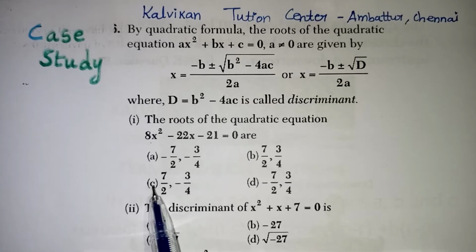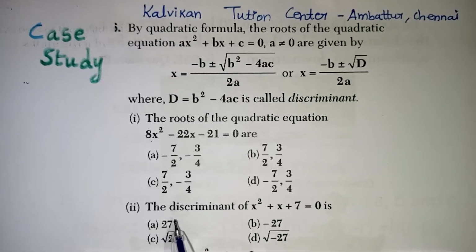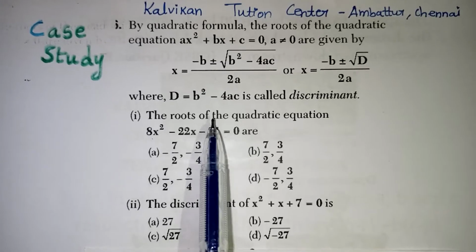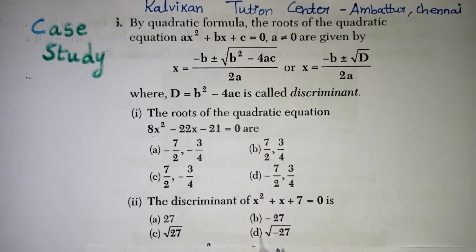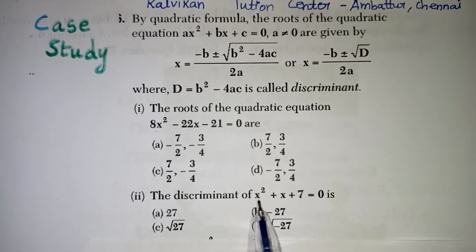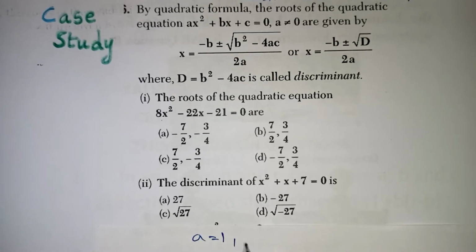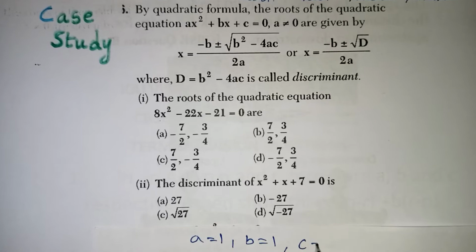So C is your correct answer. Look at the next question. The discriminant of x squared plus x plus 7 equal to 0. Only the discriminant value we need to find out, b squared minus 4ac. Now in our question, a is 1, b is 1, c is 7. So a is equal to 1, b is equal to 1 and c is equal to 7.